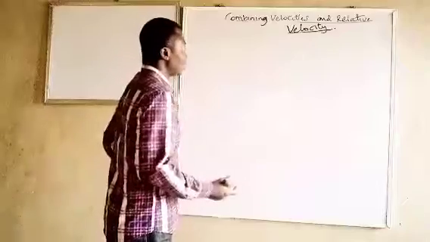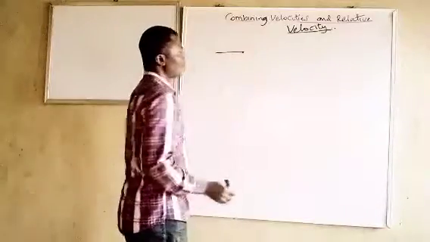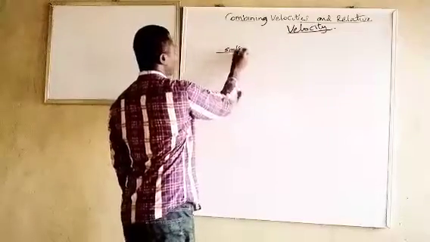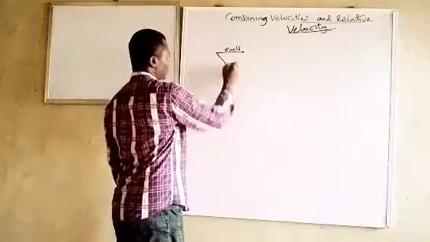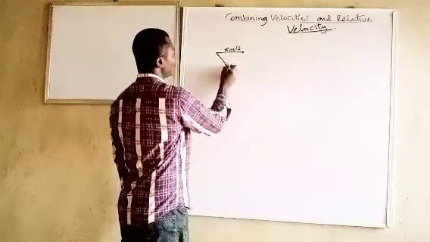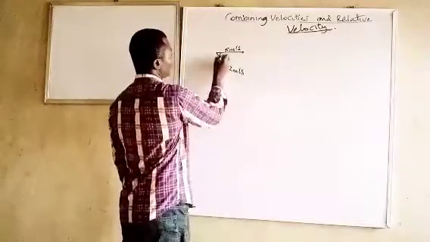Let's look at one now. If a body is moving like this with a velocity, let's say 5 meters per second, another body is moving like this with velocity, let's say 2 meters per second, and the angle is, let's say, 25 degrees.